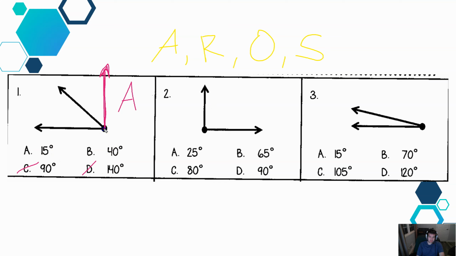Now think, does it look like it's about halfway in between 0 and 90? Because if it is, the halfway point is about 45 degrees. So do you think that it's 15 or do you think it's 40? Hopefully you're recognizing it'd probably be 40 degrees then, because 15 would be even closer to 0.